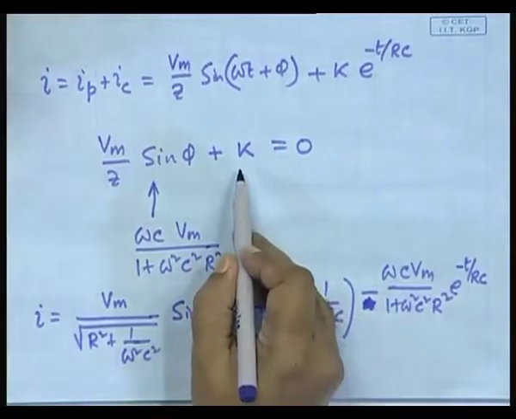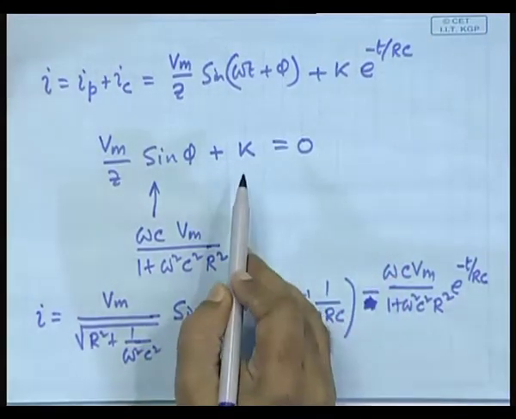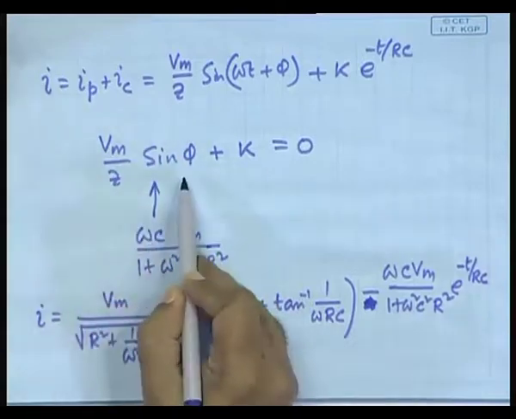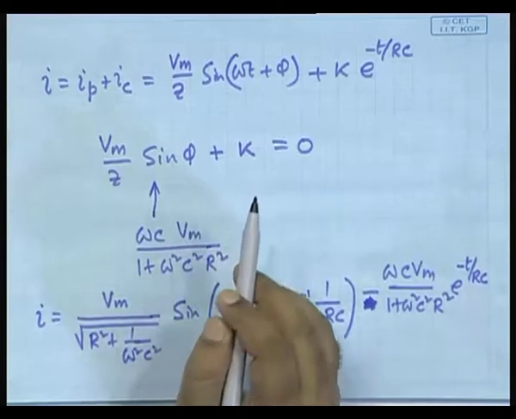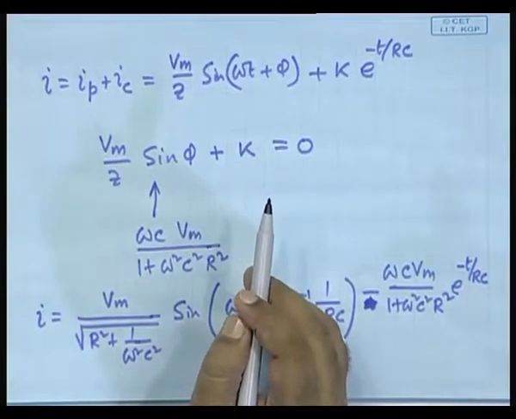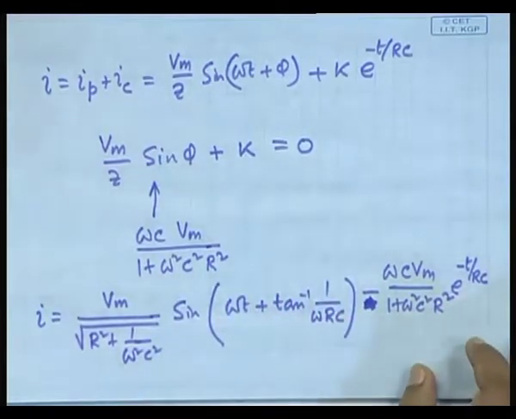When k is 0, you are right. So under what condition is V m by Z sin phi 0? That would be a question then. It is important because there are certain conditions under which you would like to avoid the transient. So it is necessary in a dynamical sense to understand under what condition there will be no transient at all. Okay, we'll come back to that.